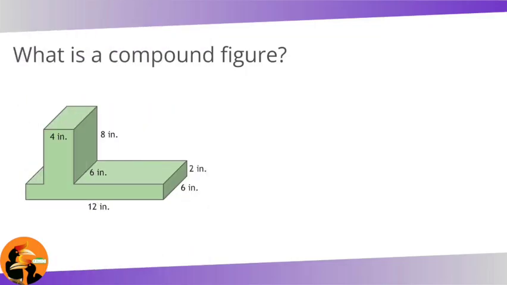Put simply, it's a 3D figure that's built out of smaller, simpler 3D figures, like this shape, which is made up of two rectangular prisms. We're going to be finding the volumes of compound figures. Remember, volume is the amount of space a figure takes up.